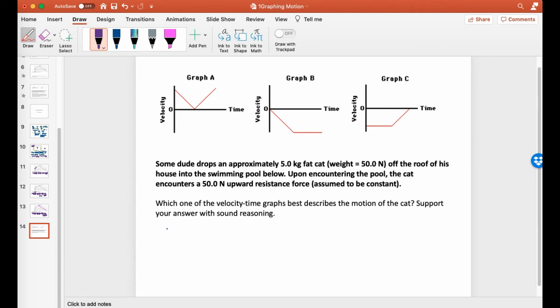All right, let's think about this. You've got a cat. There's the roof of the house. Well, that's a really ugly roof. Let's just say this represents the cat. According to this, it's approximately a 50 kilogram cat, that's the mass of the cat off the roof and into the swimming pool. And so this cat is going to accelerate downward.